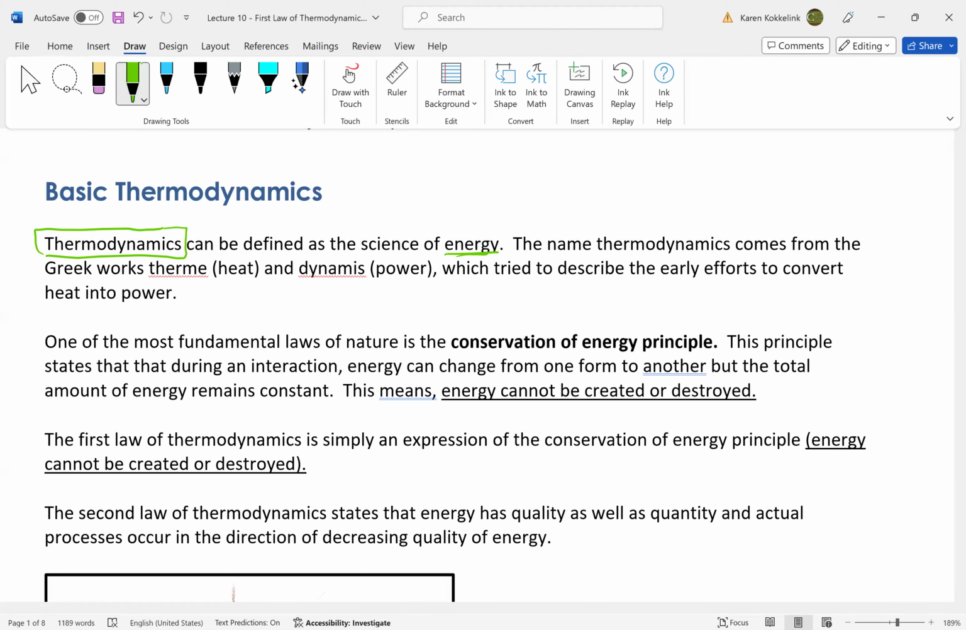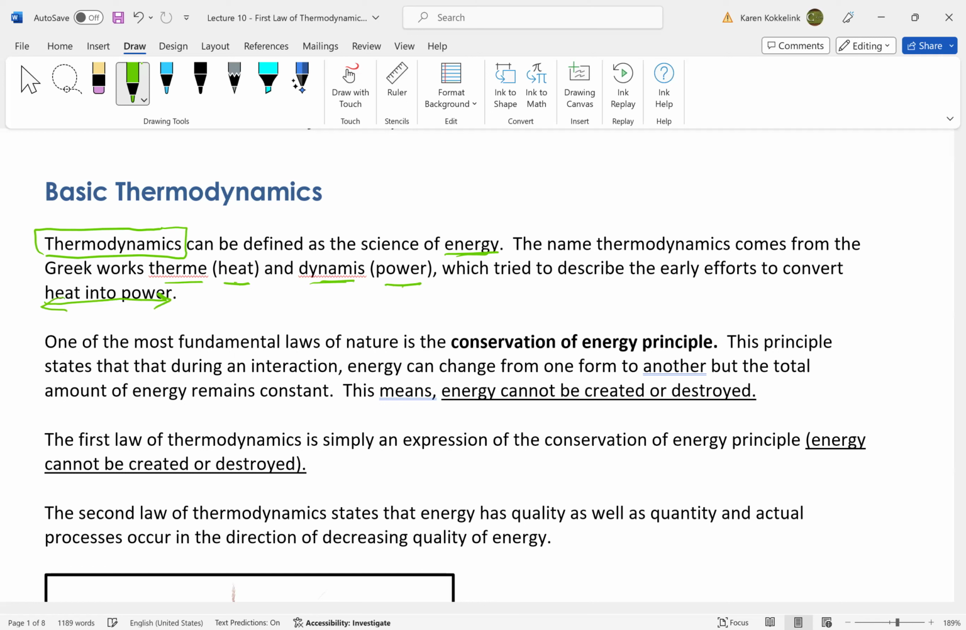In the early days, when it was first defined, it was defined as heat power. So therm, which is heat, and dynamis, in Greek, the Greek words for power. From heat power, it describes the early efforts to convert heat into power was thermodynamics.